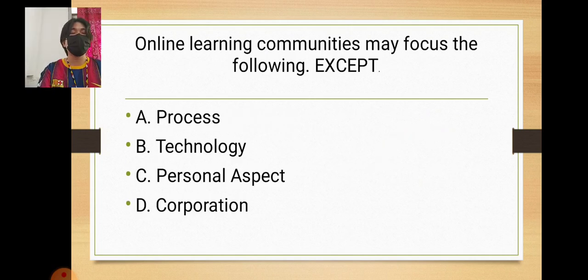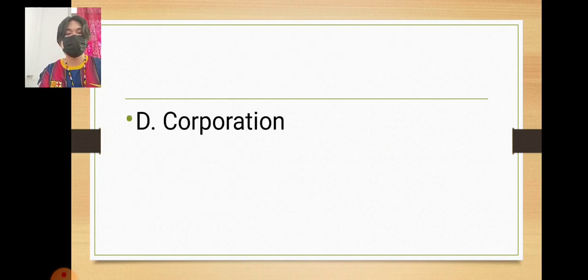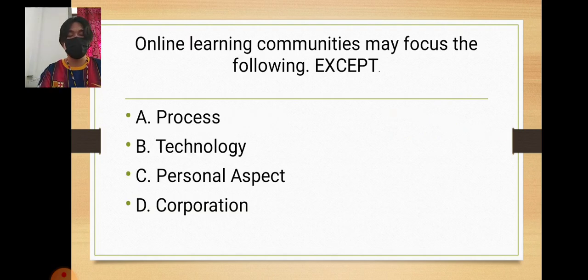Online learning communities may focus on the following, except: the answer is letter D, corporation. In short, the process, technology, and personal aspect are the things that the online learning communities could give their focus on.